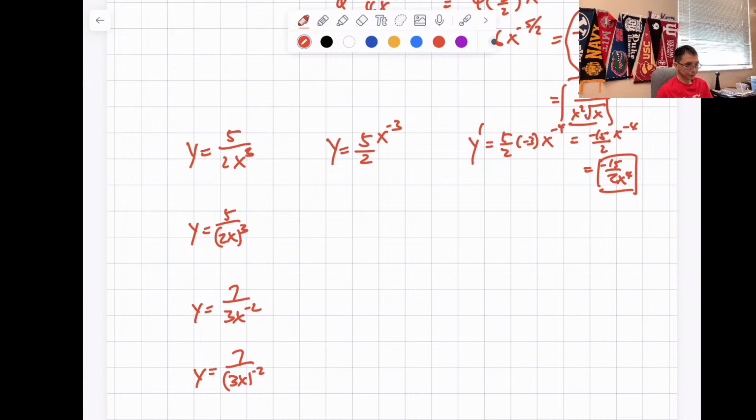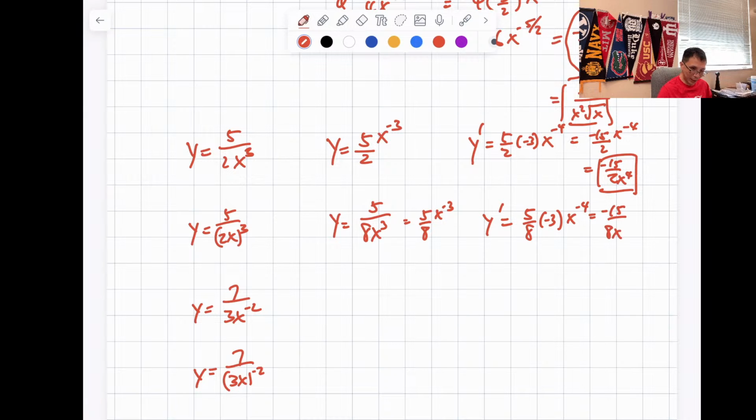Now, what's the difference between the first thing and the second thing? The 2 is cubed. Yep, the 2 is cubed. So you've got to be careful. When you have a parenthesis, that 3 is going to apply to both. So you're going to do the same thing, 5 over 8 x to the negative 3. Now I'm going to take a derivative. So now you see I write it differently. Y prime is equal to 5 over 8 times negative 3 times x to the negative 4, which is negative 15 over 8x to the 4th. And this is my final answer.